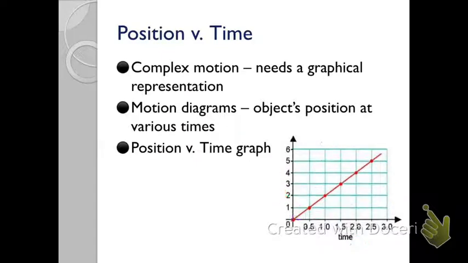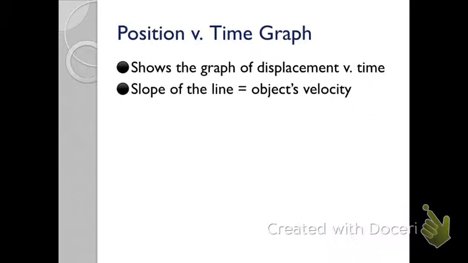What if our graph, instead of the red line, let's get rid of that, what if our graph looked like this? What would that mean? Yeah, we're moving backwards, right? We start at 6 meters in front of a starting point, and we move backwards. Good. So those are some examples of position versus time graph.